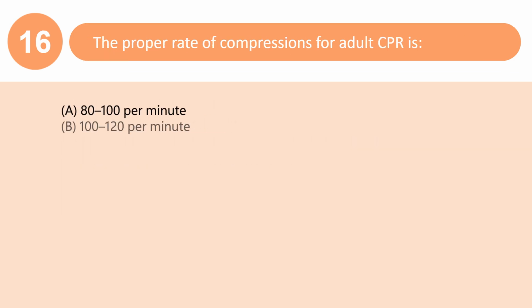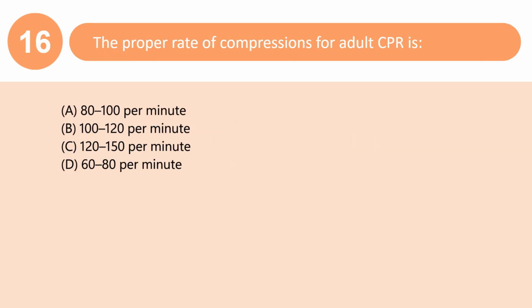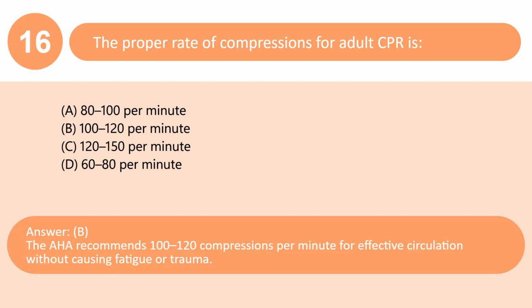The proper rate of compressions for adult CPR is: A. 80 to 100 per minute. B. 100 to 120 per minute. C. 120 to 150 per minute. D. 60 to 80 per minute. Answer B. The AHA recommends 100 to 120 compressions per minute for effective circulation without causing fatigue or trauma.